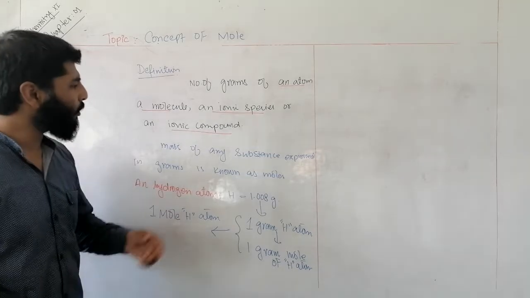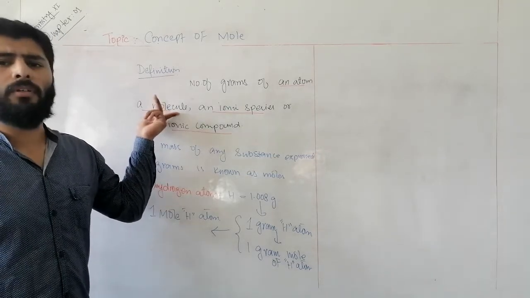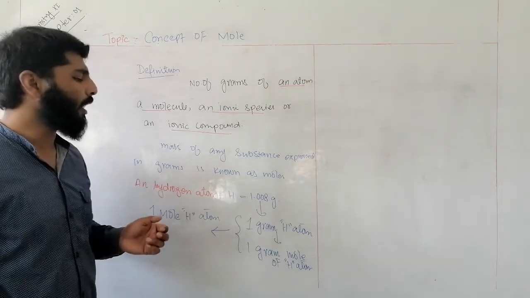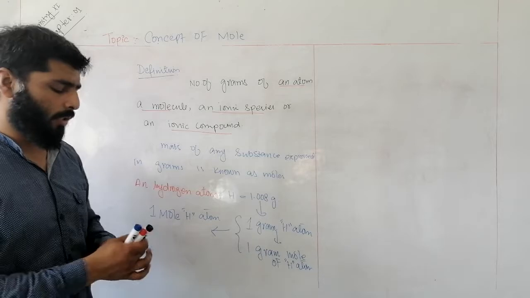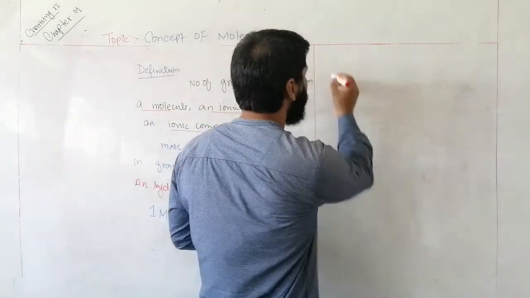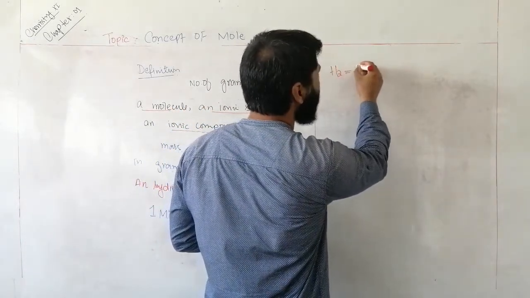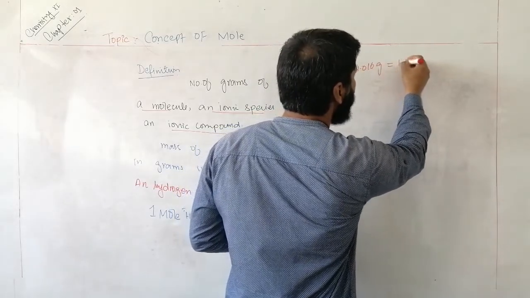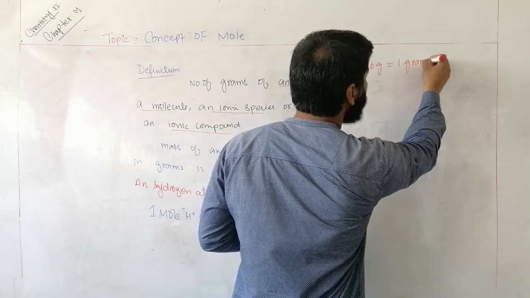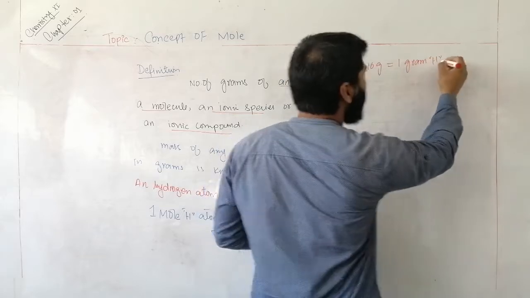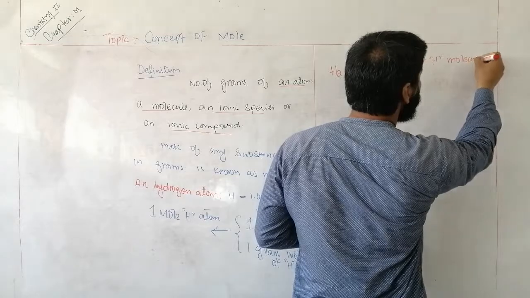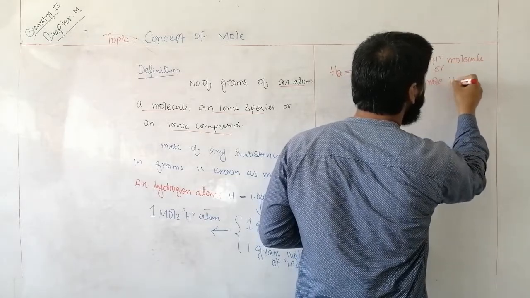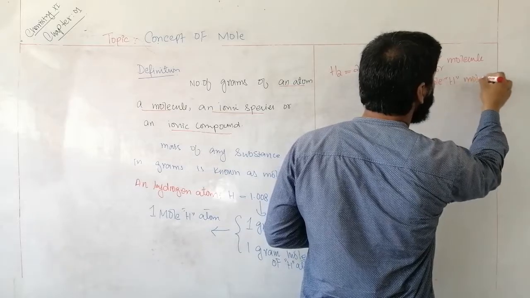Similarly, you can also express the mass of a molecule. Like you have hydrogen molecule, hydrogen gas H2, which has the mass of 2 grams. If you have hydrogen molecule H2, it will be 2.016 grams, which is equal to 1 gram hydrogen molecule or 1 mole hydrogen molecule.